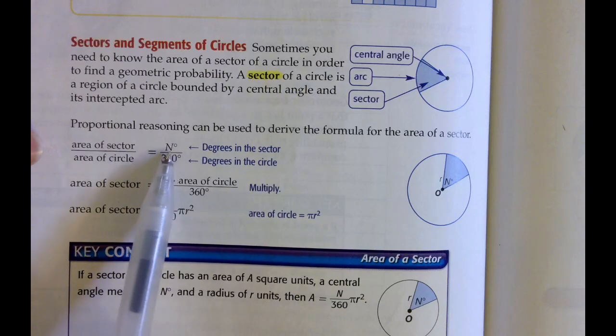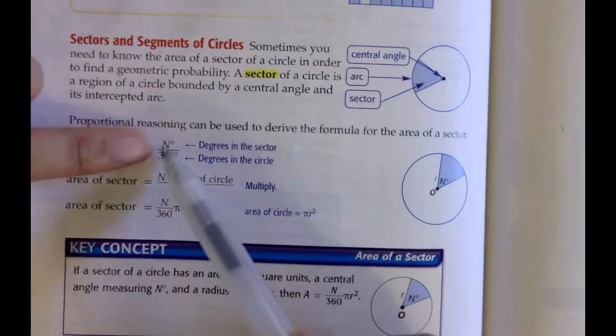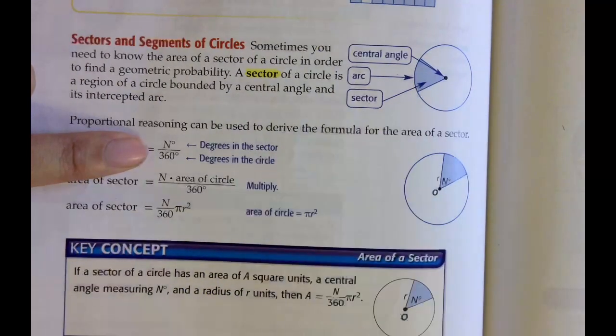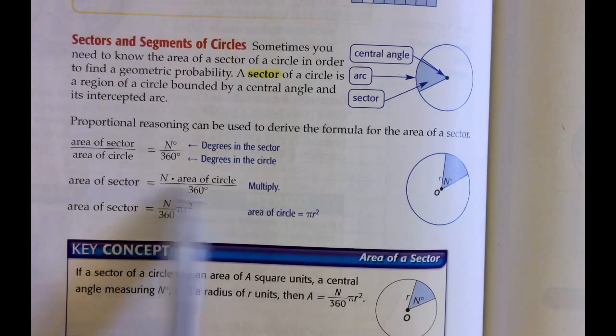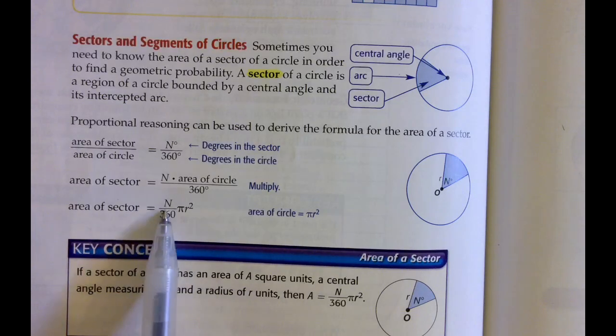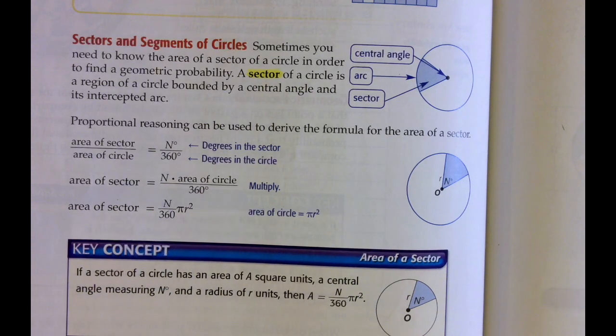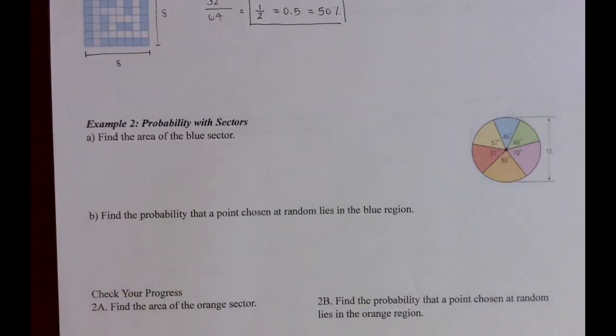So n degrees, however much this central angle is out of the total 360, gives us what fraction of the circle, or the area, that we want. And then we can just multiply that by the area of the circle, which is pi r squared. The area of the sector is the measure of the central angle over 360 multiplied by the area of the circle. There we go. Okay, so let's take a look at example 2.